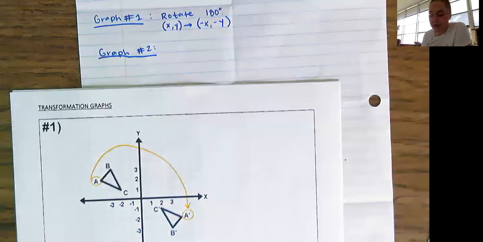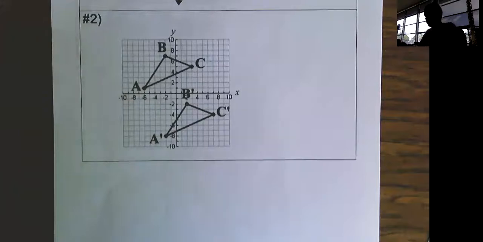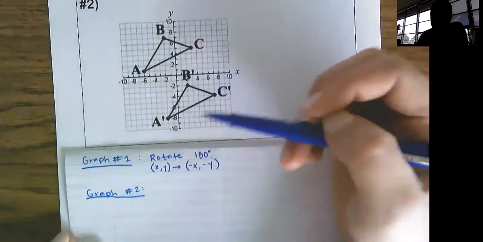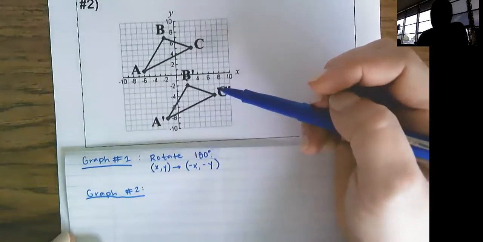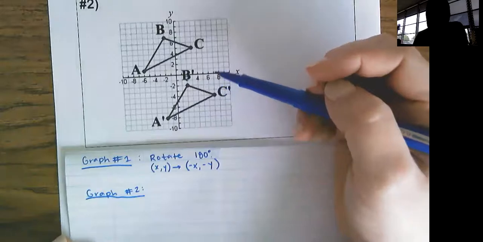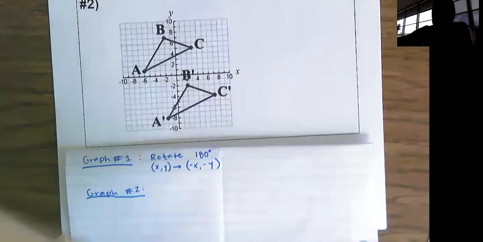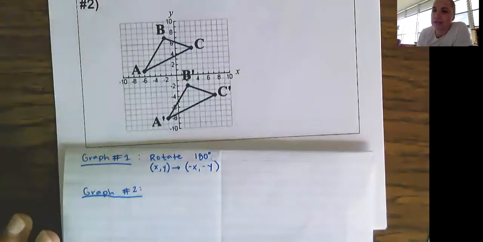Graph number 2. On graph number 2, it looks like this. We have A, B, C, and it maps to A prime, B prime, and C prime. Okay, so how did I get there? Was this a translation, reflection, or rotation? Did it slide, did it turn, or did it flip?